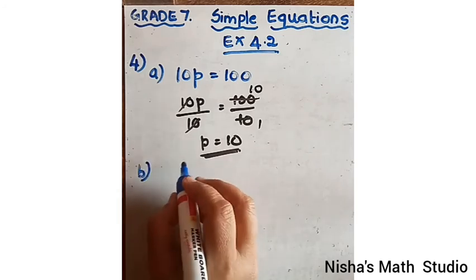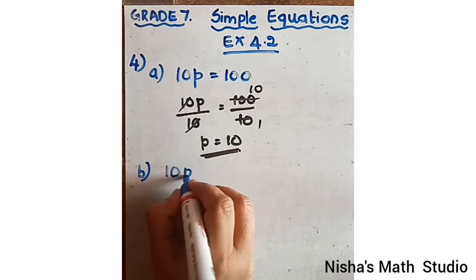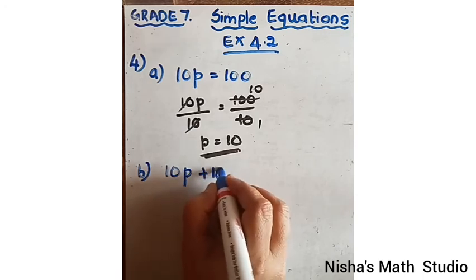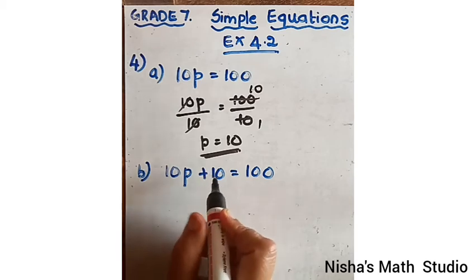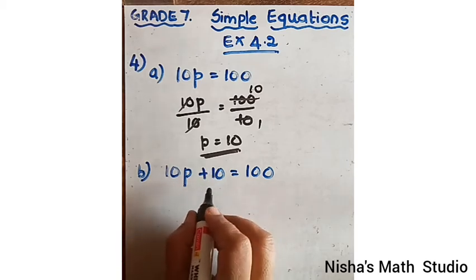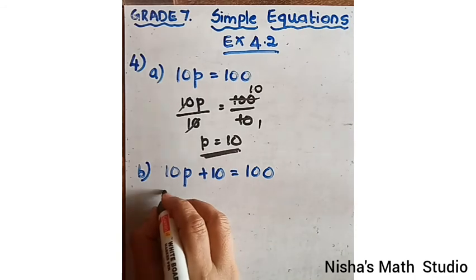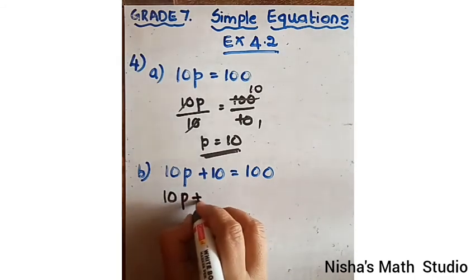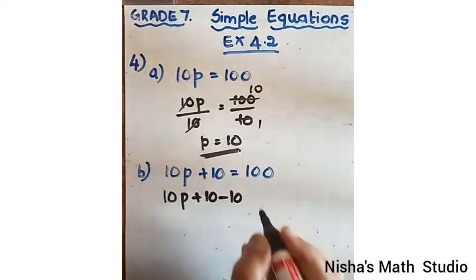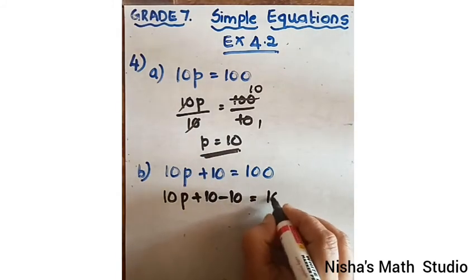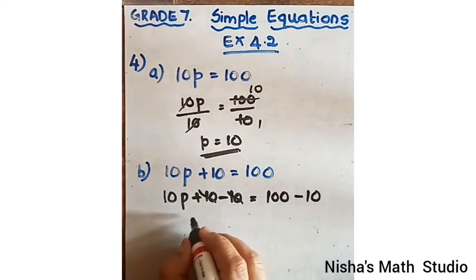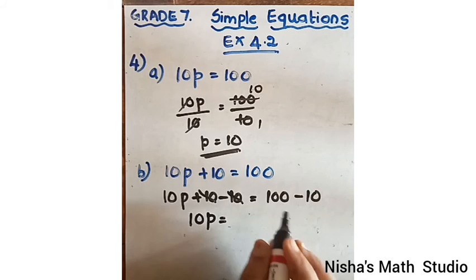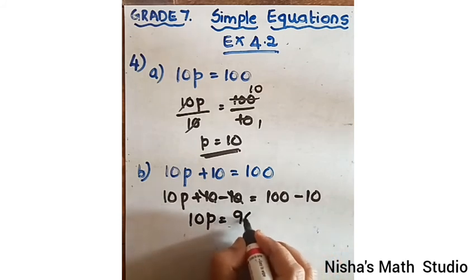Question number B. 10p plus 10 is equal to 100. How do I solve this? First, we should try to eliminate plus 10. In order to eliminate plus 10, I have to subtract 10. So, 10p plus 10 minus 10 is equal to 100 minus 10. Plus 10 minus 10 get cancelled. So you have 10p is equal to 100 minus 10 will give you 90.